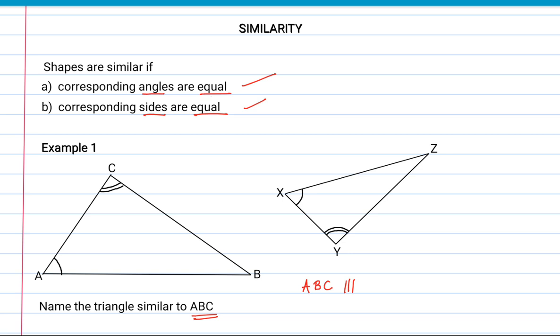So we are going to look at the angles. My angle at A is this one. It is similar to this one, which is X. So here I find X. Then my B is here. It is similar to Z over the side, so it will be Z. And then lastly, my C, which is this one, will be similar to this one, which is Y. So here I have found a triangle which is similar to ABC. So that's the first thing that you do when you consider similar triangles or similar shapes.